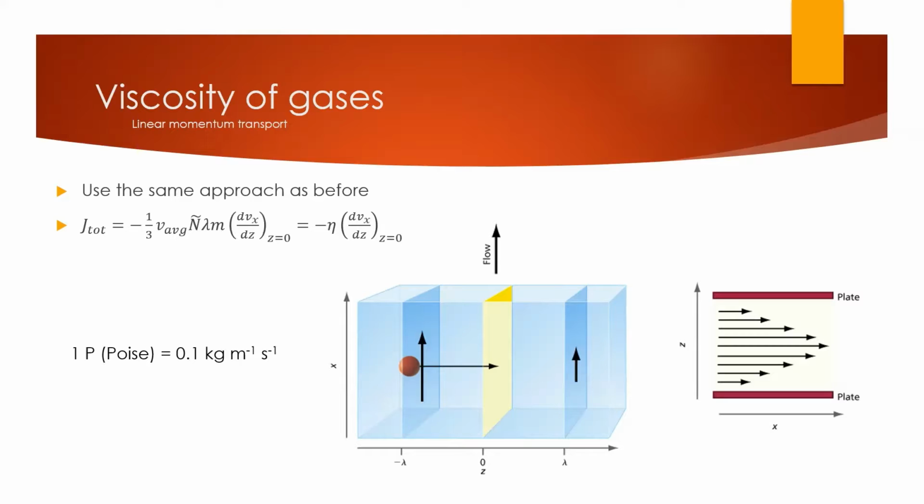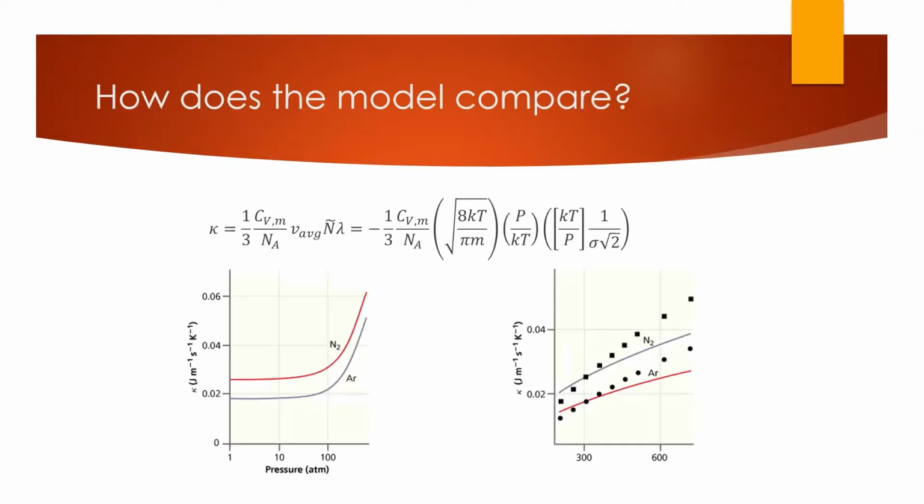Just like for thermal conductivity, viscosity of gases is expected to be independent of pressure and proportional to the square root of temperature. And you can go look up the figures in your book, and they look almost exactly the same as these figures here. The same simplifications have been made and the same errors come about.